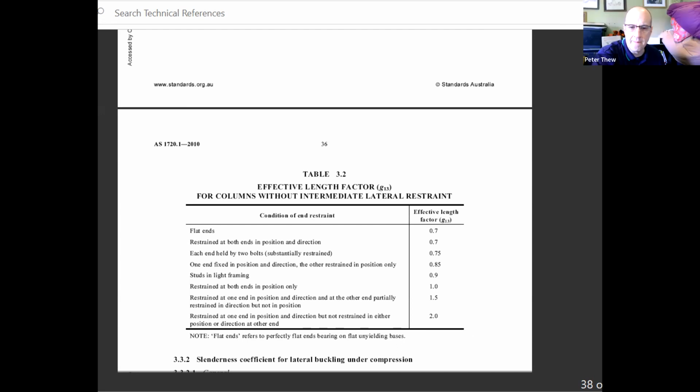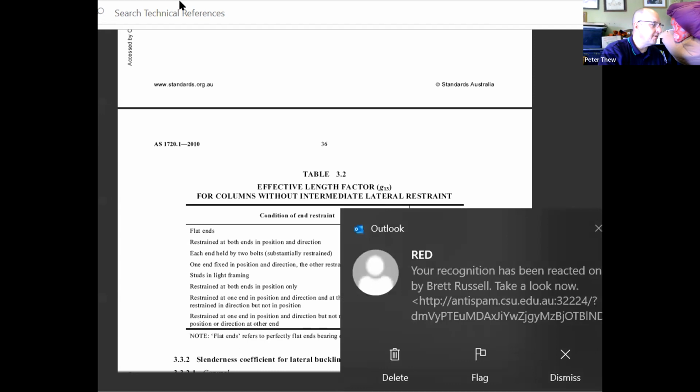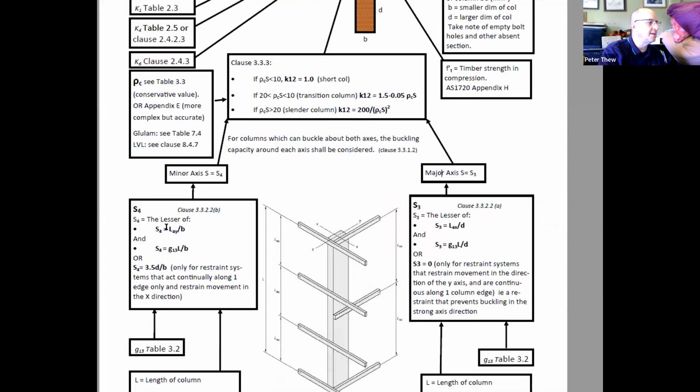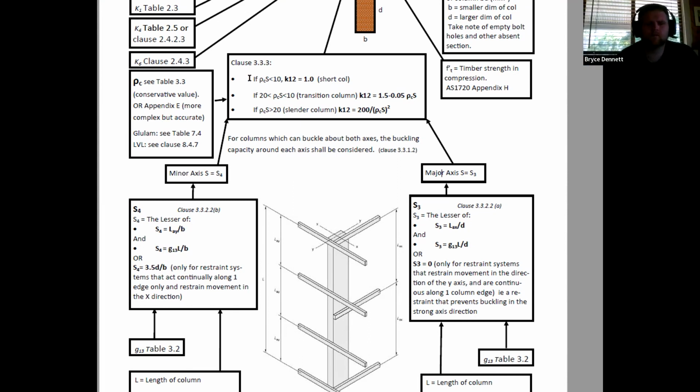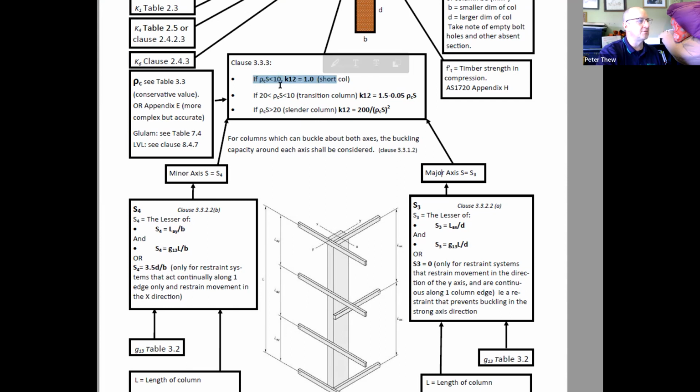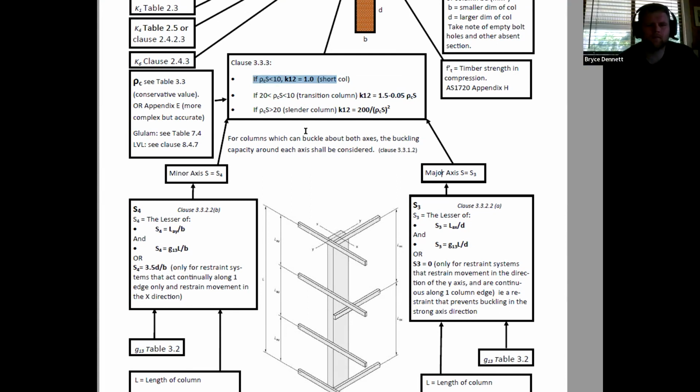So is it the smaller the number, the more fixed it is? Yes. Because when we come back to here, the slenderness is the effective length divided by that dimension of the column. And so with a G13 factor, if the G13 factor is 2, it's basically saying it's twice as slender. If it's 0.7, it's making it less slender. So when you come back up here, is it less than 10 or not? If your G13 value is 2, it's pretty hard to get that below 10.